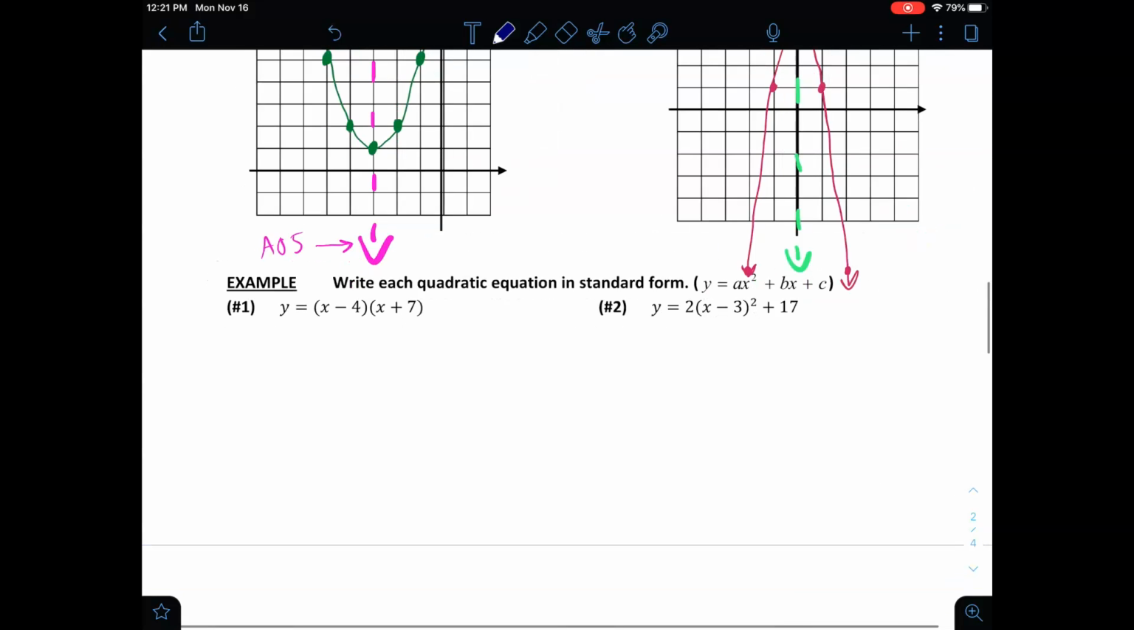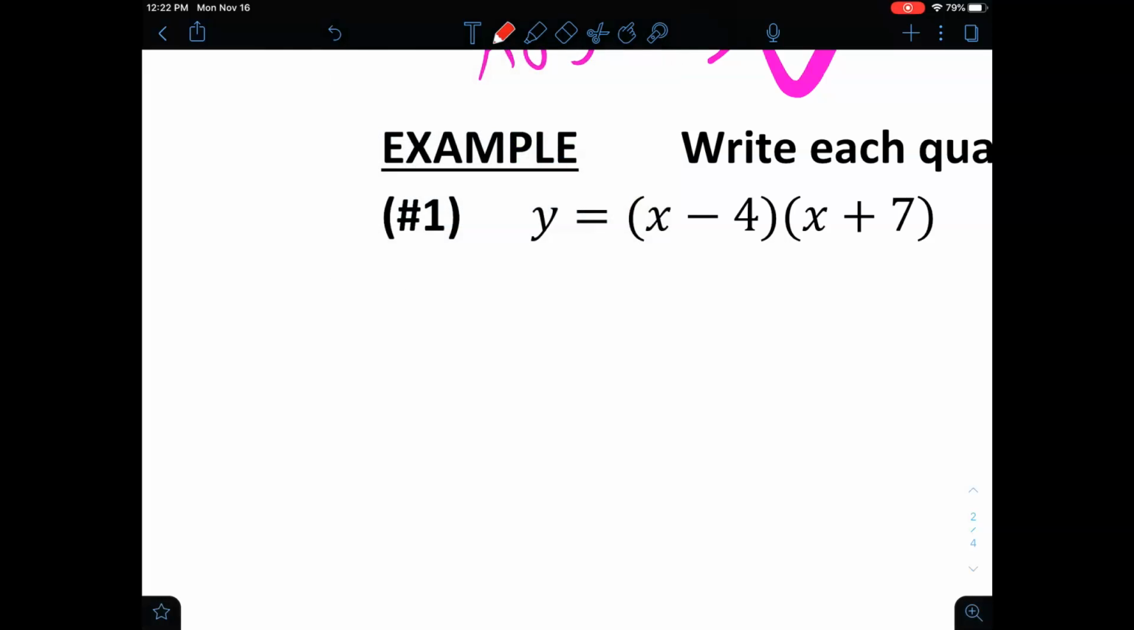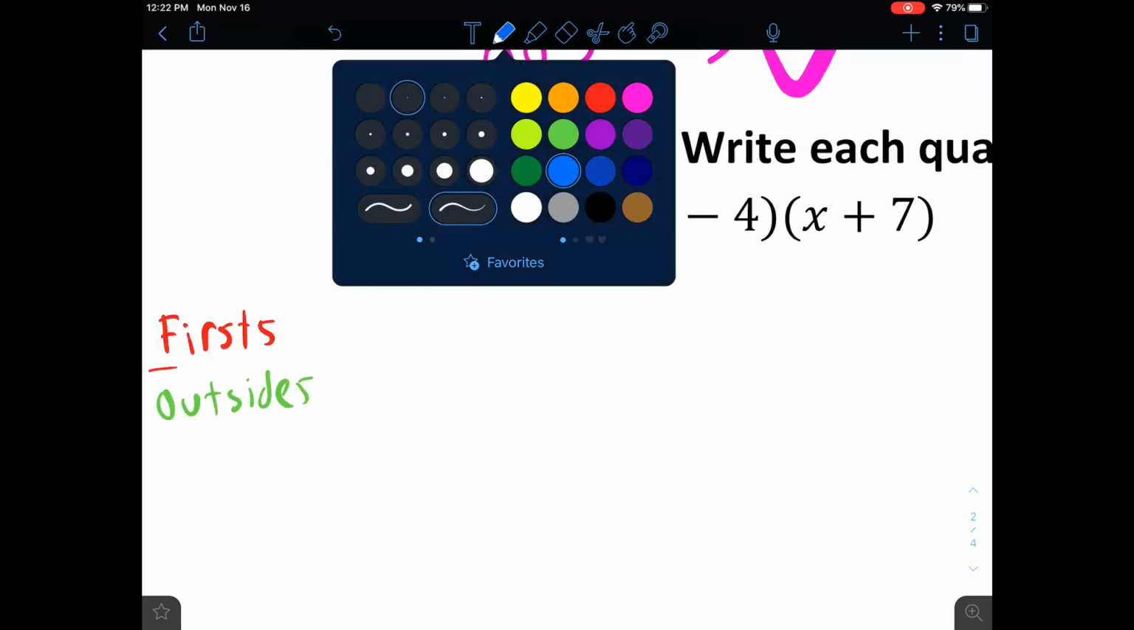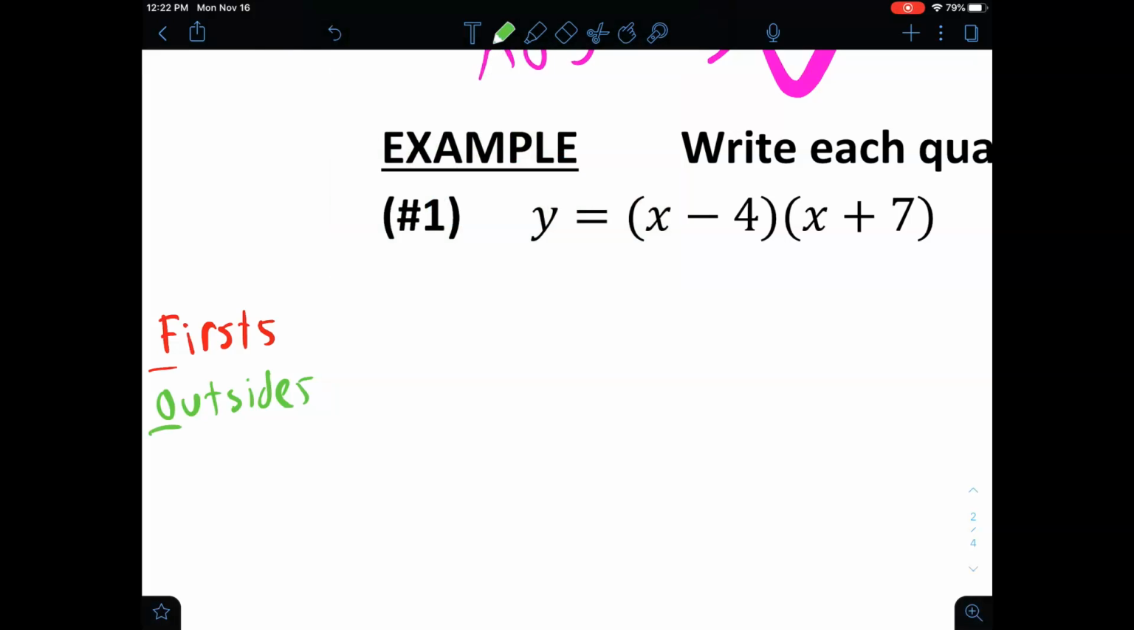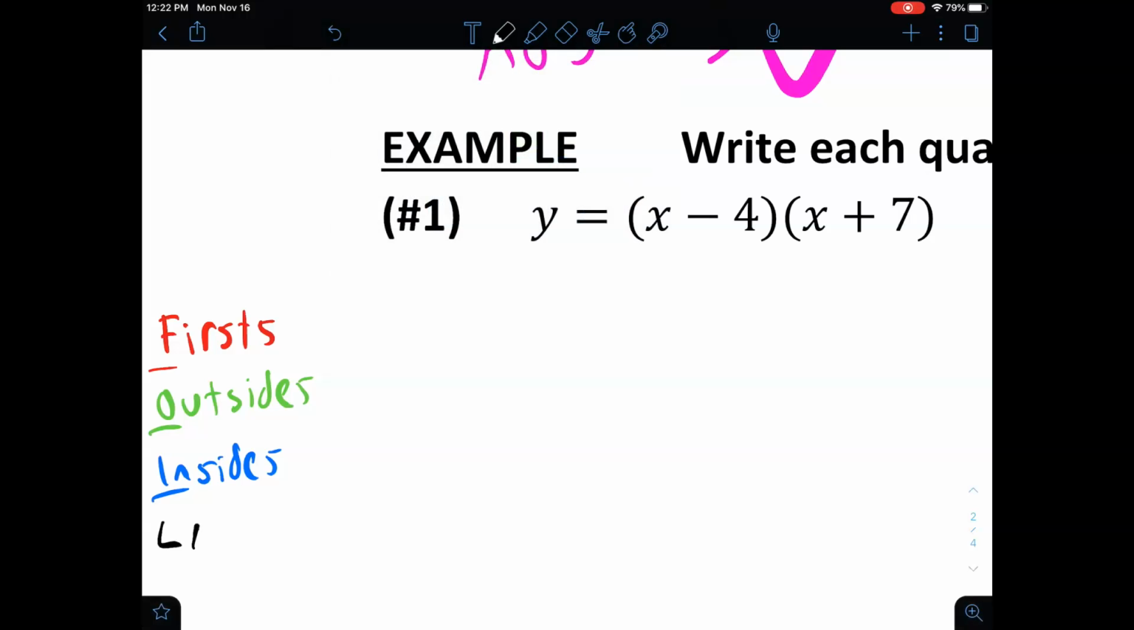It says, write each quadratic function in standard form, which is y equals ax squared plus bx plus c. So we're going to need to do some foiling and some multiplying here to get this to look like standard form, okay? So if you recall, FOIL stood for firsts, outsides, insides, and lasts.